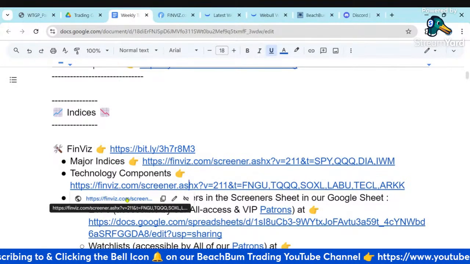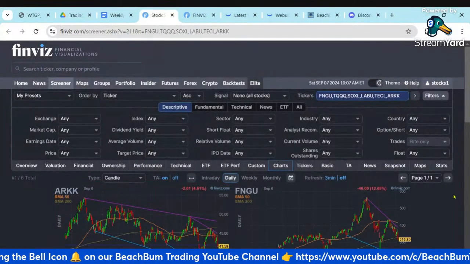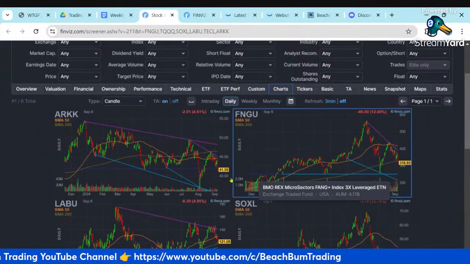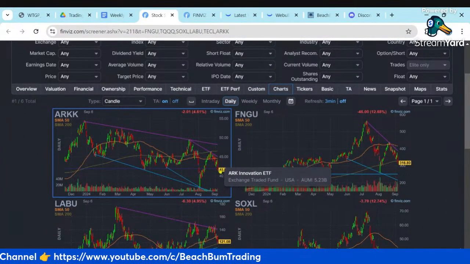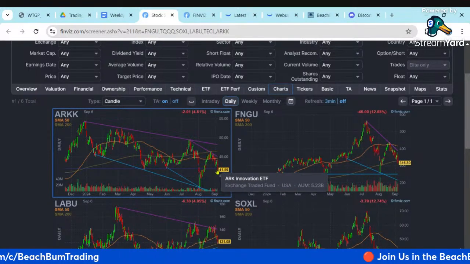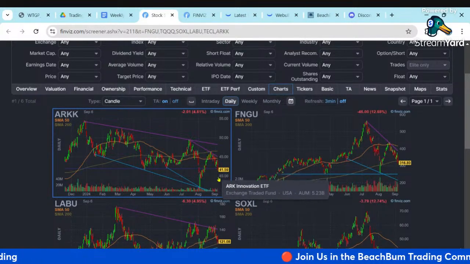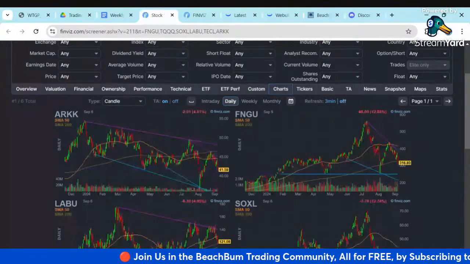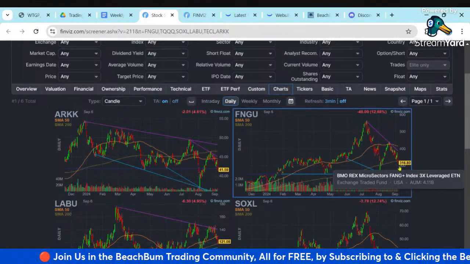We look at a breakdown of the technology components, and we see ARK-K broke down below its near-term moving average, headed down, got plenty of downside risk. Looks like you got some support at a pivot point, but again, plenty of downside to retest the August lows in ARK. See the FANGs a little bit stronger.